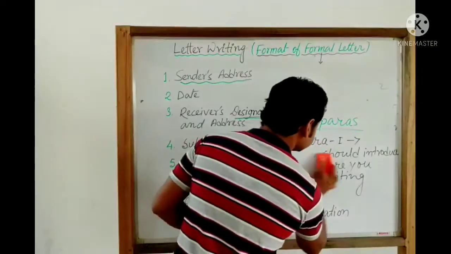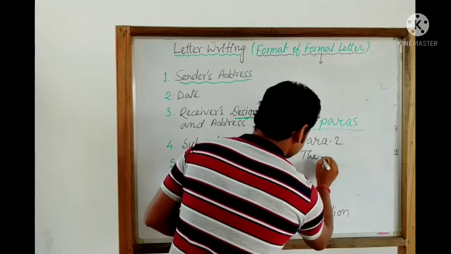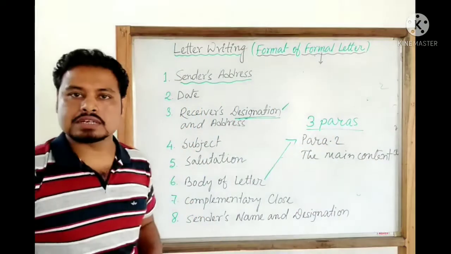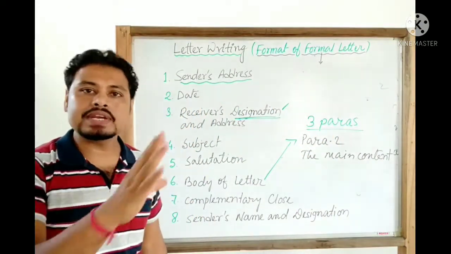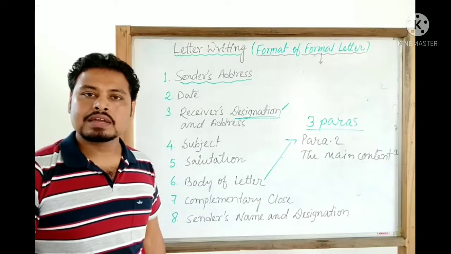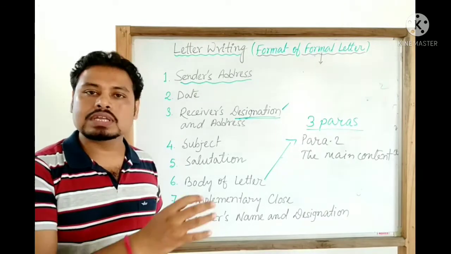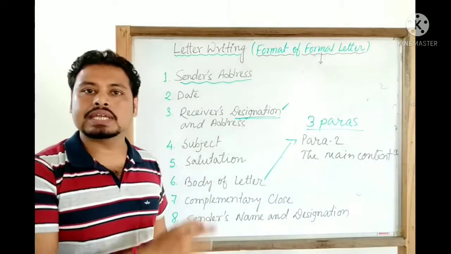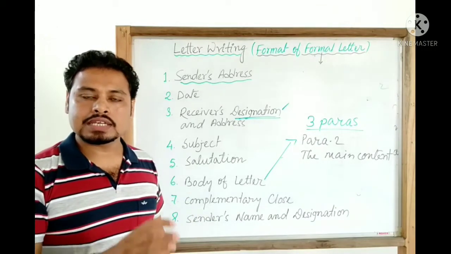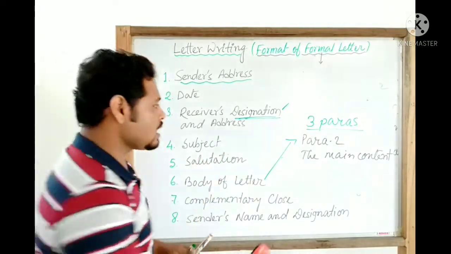Number 2, para 2. In para 2, you need to write the main content. Here you would write the main content. In the main content, you would give every detail. For example, you are dissatisfied of a purchased item, you need to put the detail. For example, you want to place some order, so what are the items you want to purchase, you need to give the detail. For example, you are writing a letter to the editor, so what are the problems for which you are writing the letter to the editor, you need to furnish every detail in the para 2, that is the main content.